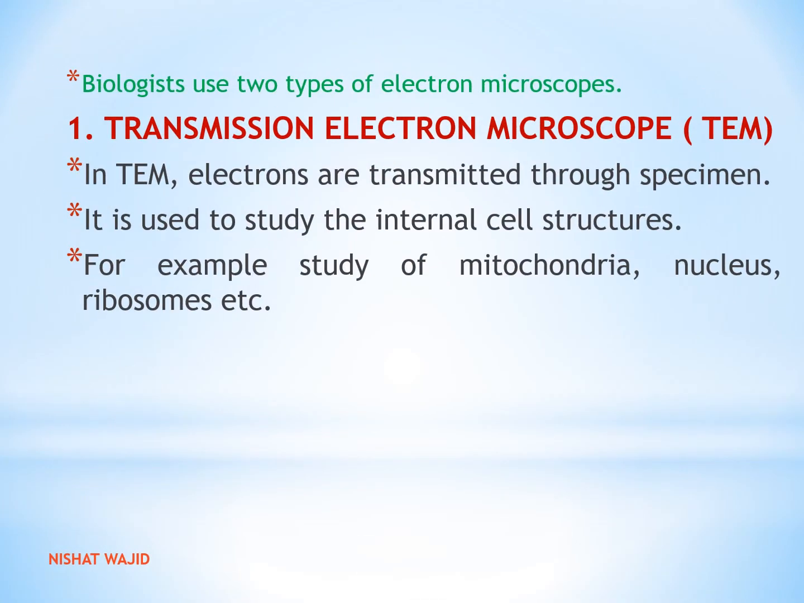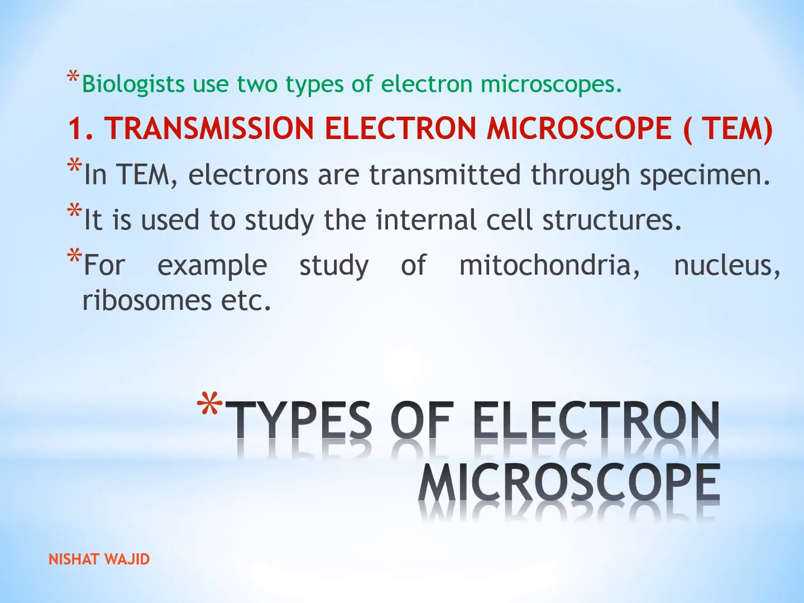Types of electron microscope. Biologists use two types of electron microscopes. First type is transmission electron microscope, TEM. In TEM, electrons are transmitted, means pass through specimen. It is used to study the internal cell structures. For example, study of mitochondria, nucleus, ribosomes etc.